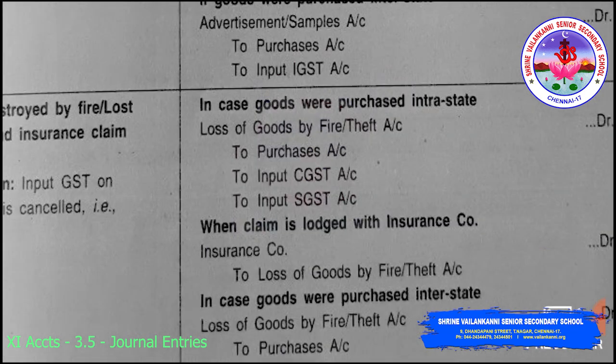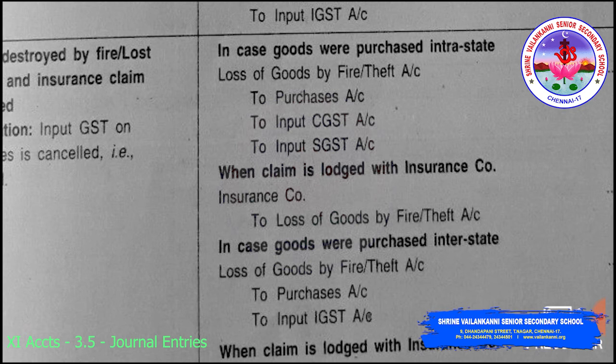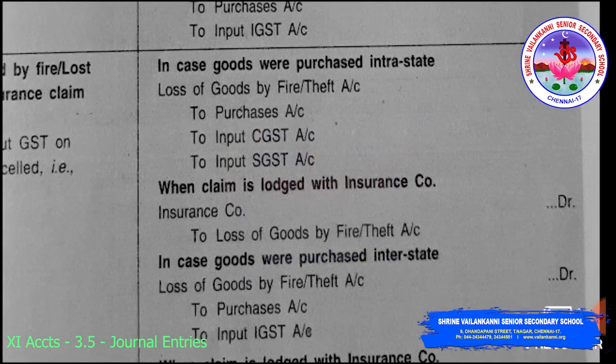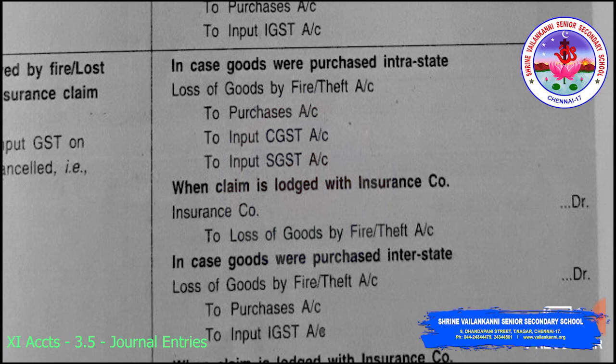When the claim is lodged, see, usually when fire happens, if you have insured under fire insurance, you can very well claim. You can communicate to the insurance company that there is a fire accident, and you can claim your loss. So when you inform the insurance company and the claim is lodged, you would write insurance company account debit to loss of goods by fire or theft account.